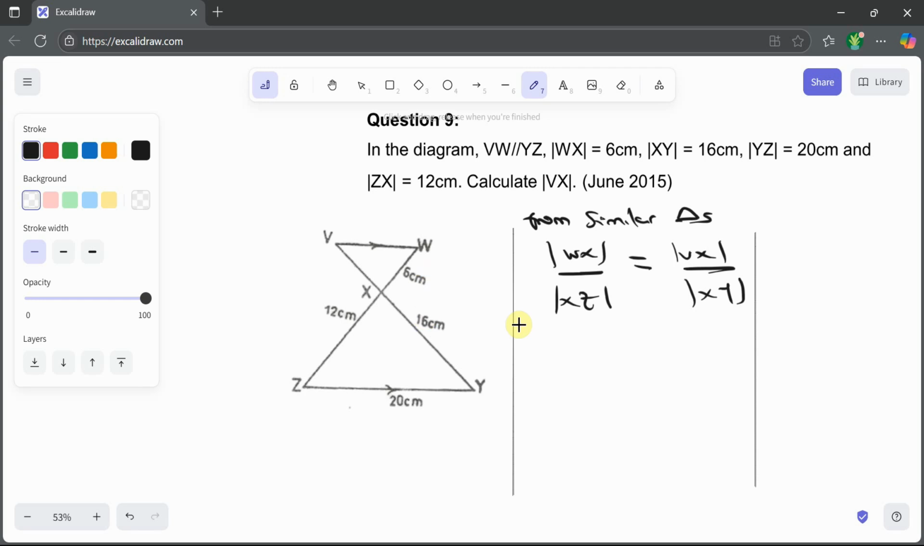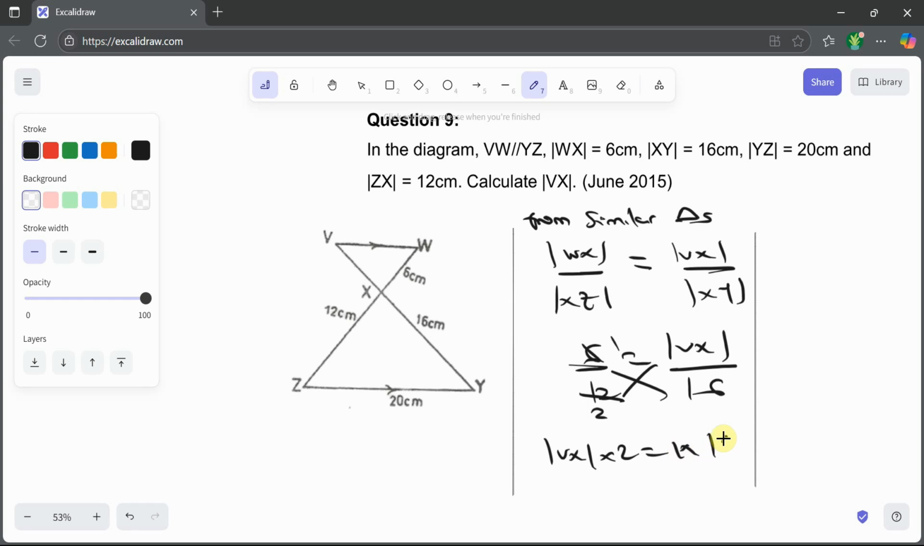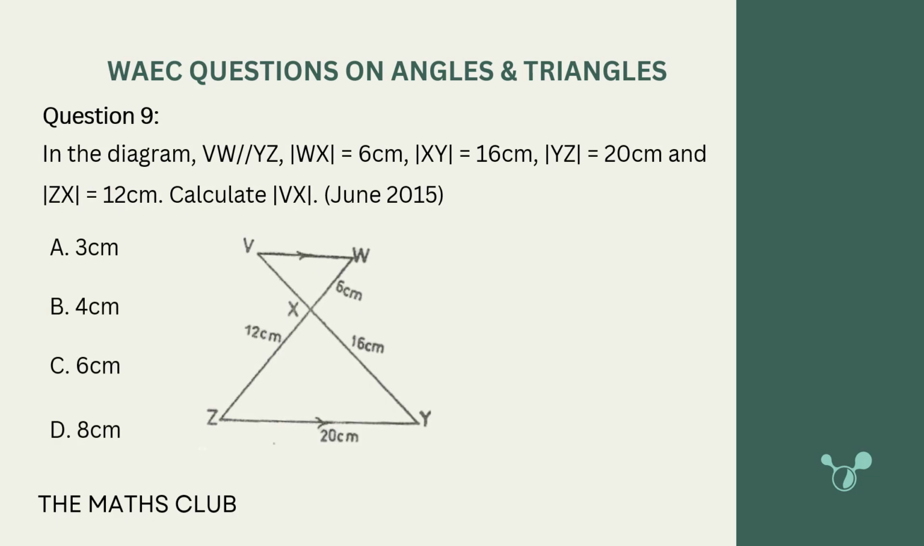Let's substitute. WX is 6, so 6 over XZ is 12 is equal to, we're trying to find VX all over XY is 16. So 6 here 1, 6 here 2. So let me just cross multiply. So that would be length of VX multiplying 2 is equal to 1 times 16, and if I divide both sides by 2, 2 here 1, 2 here 8. So the length of VX is equal to 8 centimeter. Let's see if we're correct. That will be option D.